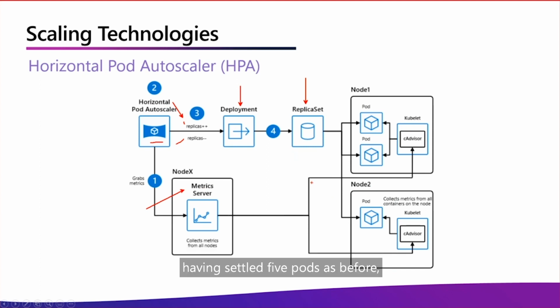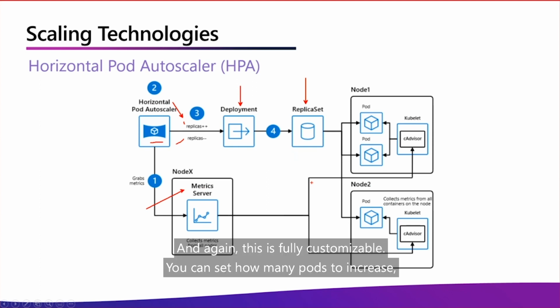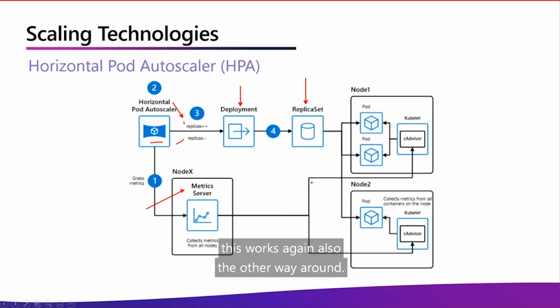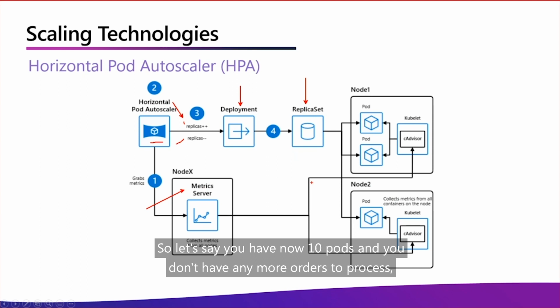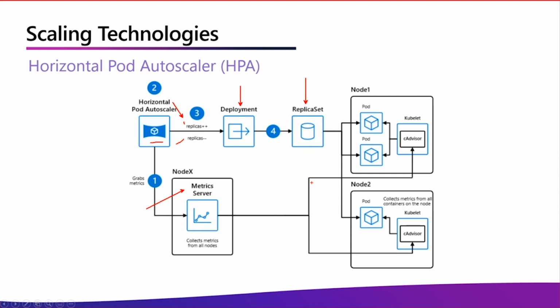So you will end up having, instead of 5 pods as before, maybe now 10 pods that are processing your orders. And again, this is fully customizable. You can set how many pods to increase, what the maximum number of your pods is, but also, vice versa, what the minimum number of your pods is. Because this works the other way around too. So let's say you now have 10 pods and you don't have any more orders to process. You can instruct your autoscaler to remove 8 of those pods and leave 2 on standby.